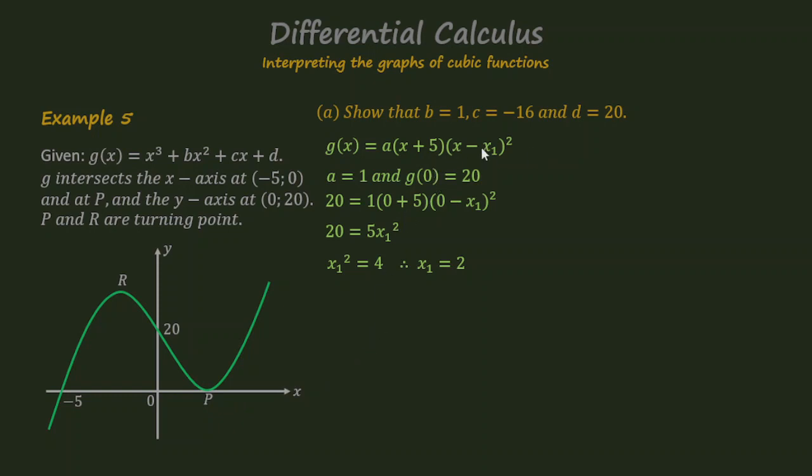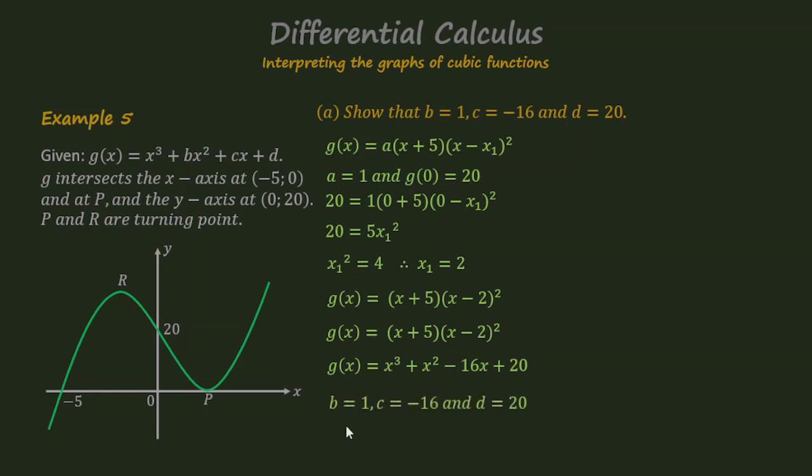Now I can expand this equation because I already have the information that I need. Now I have (x + 5)(x - 2) squared, which I can fully simplify to x cubed plus x squared minus 16x plus 20. Now from this equation, I can get the values of b, c, and d. My b is 1, my c is minus 16, and my d is 20 if you look at that equation. So therefore b is 1, c is -16, and d is 20, which is exactly what they were looking for.